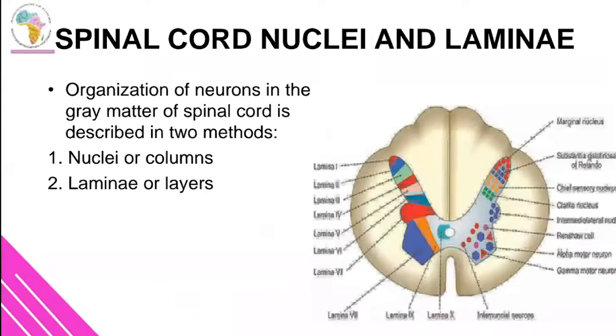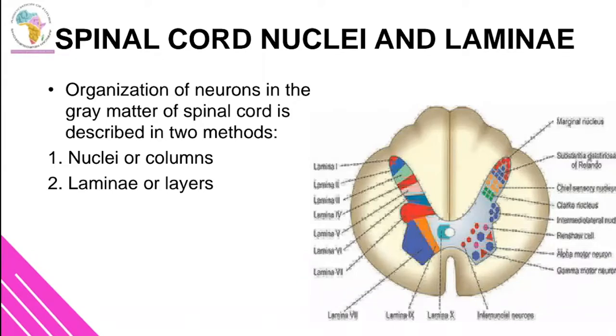The spinal cord is further organized into what are called nuclei and laminae. Like I said, a column or nuclei is just a group of cell bodies that are unmyelinated, and laminae are layers. These laminae were described by a scientist when he examined the histological sections of a neonatal cat.